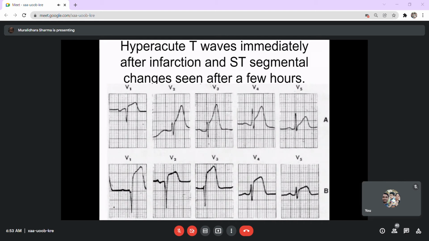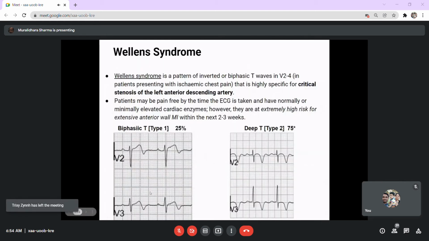So these are the changes which can be seen over a few hours in a progressive pathology, when hyperacute T waves occur immediately after infarction, and the patient is observed, the condition is progressing, and there is no reperfusion. In that condition, you will see these kinds of changes.